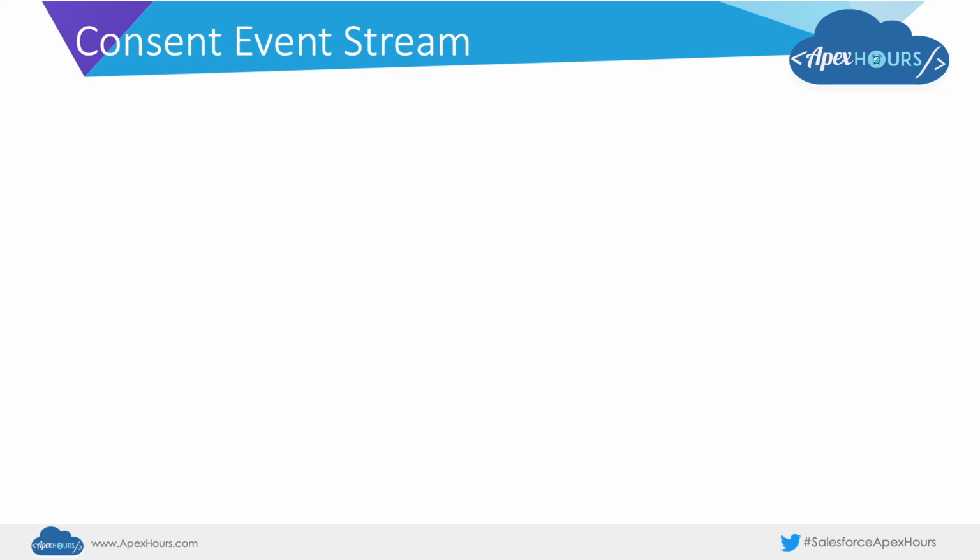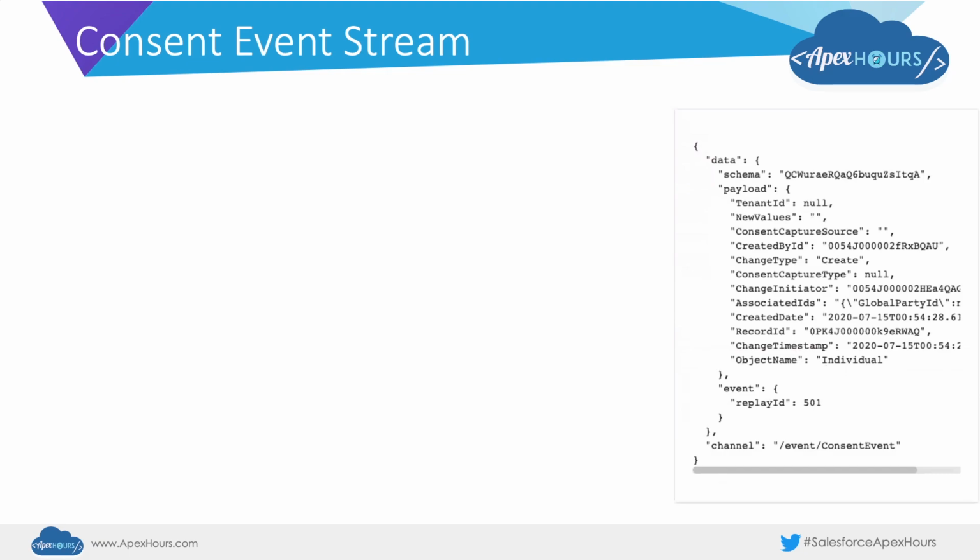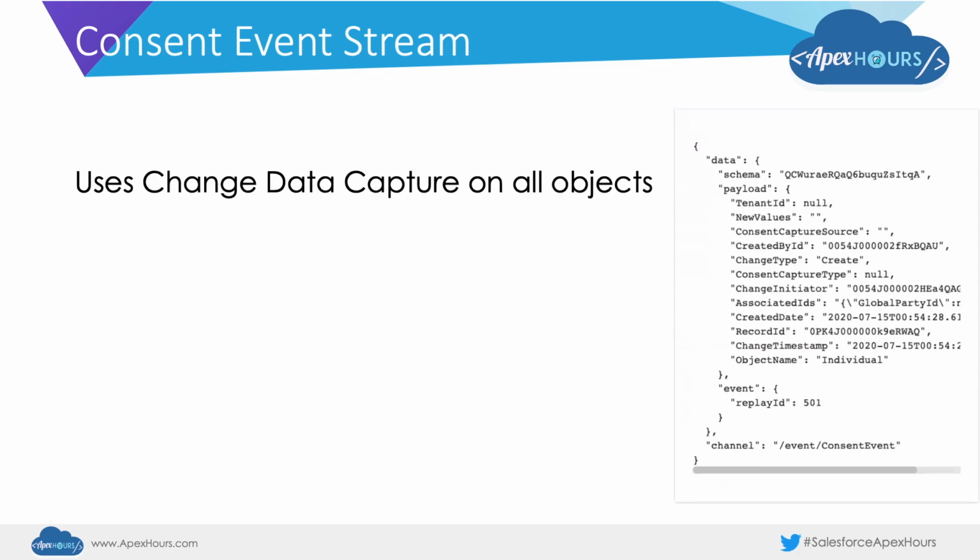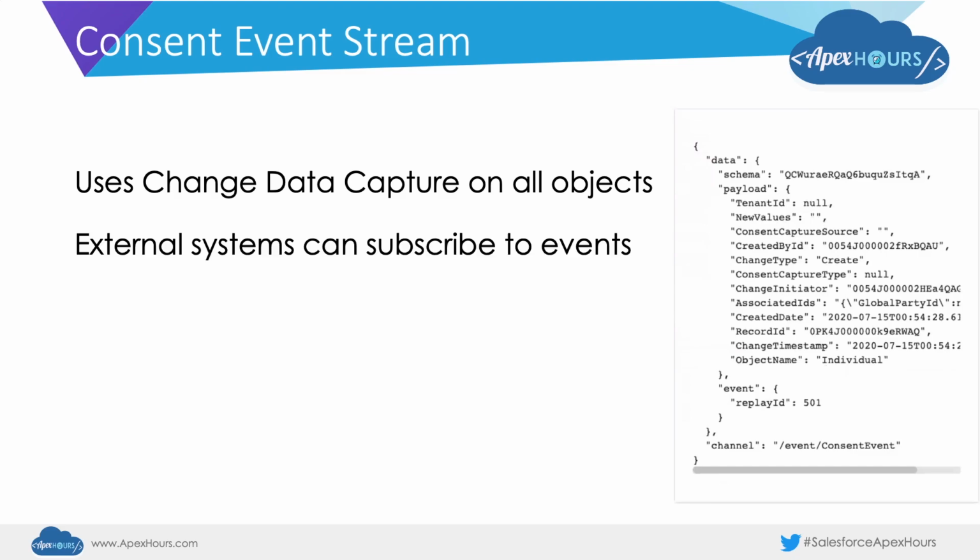Now let's talk about the consent event stream. So what is this consent event stream? Well, this is a relatively new feature which was included in the Winter 21 release. This feature uses change data capture on all consent management objects, enabling external systems to subscribe to streaming events which are published when changes occur on any consent management objects.